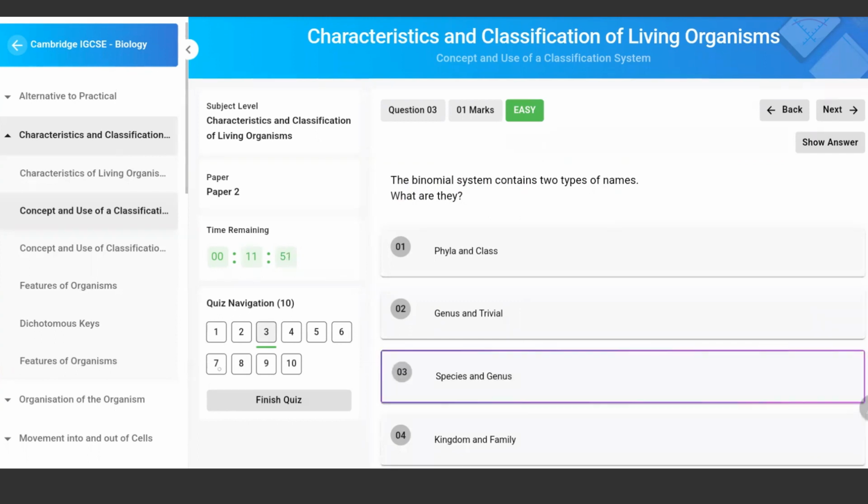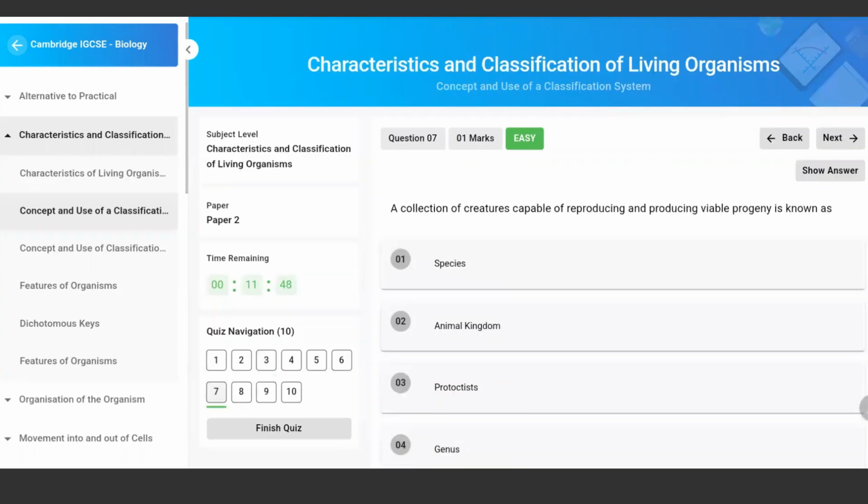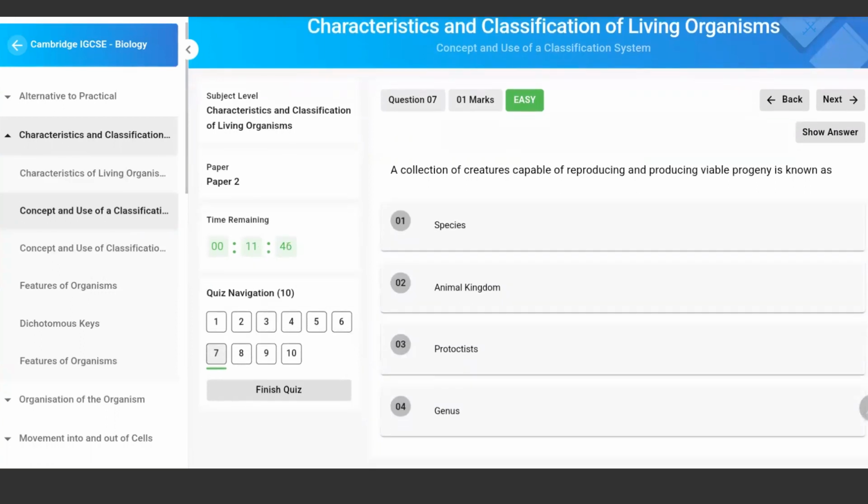All right, let's try another question. A collection of creatures capable of reproducing and producing fertile offspring, or viable progeny, is known as. Now, remember I told you all when we were following the video that this is actually a very important definition, and this was the definition we learned for species. So this is basically describing a species. So our answer is answer number 1.